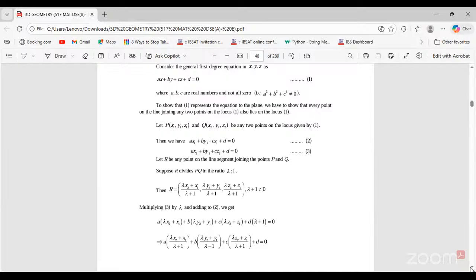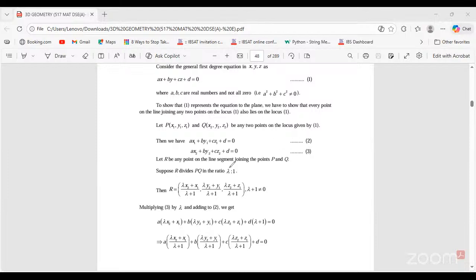Locus of a given equation is nothing but the equation of a plane. Then we are substituting P into equation 1: ax1 plus by1 plus cz1 plus d equals 0. Here d is a constant term. Then substituting point Q into equation 1, we get ax2 plus by2 plus cz2 plus d equals 0. These are equations 2 and 3.